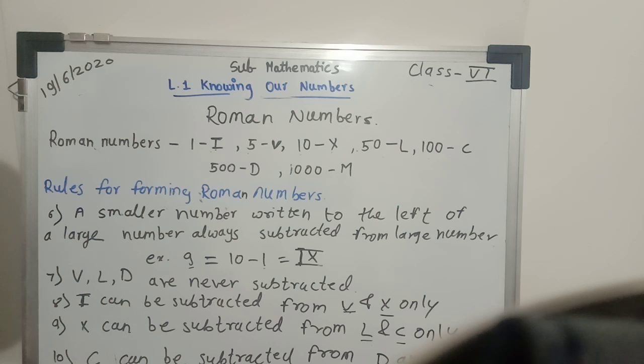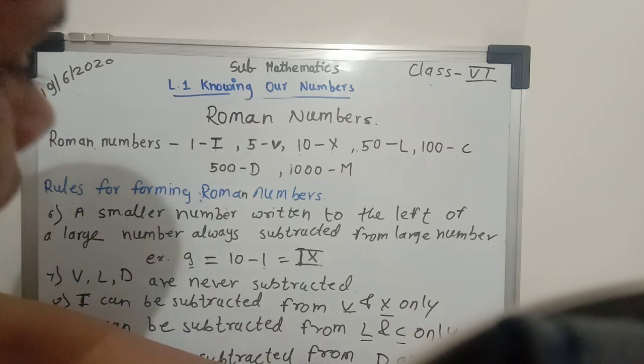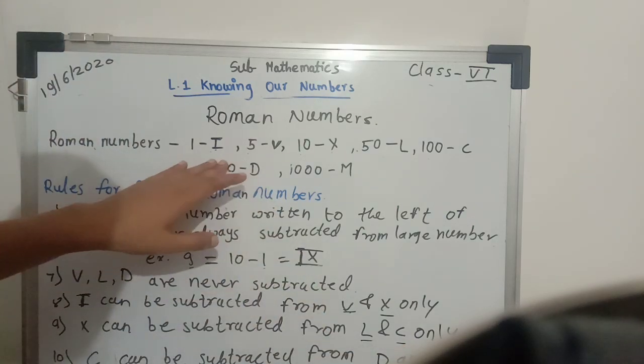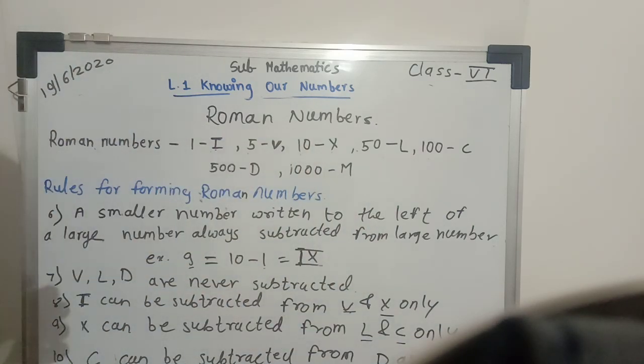Now let's see the 10th and the last rule for the Roman numbers. C can be subtracted from D and M only. C stands for 100 and we can subtract the 100 from only D and M. D stands for 500 and M stands for 1000.